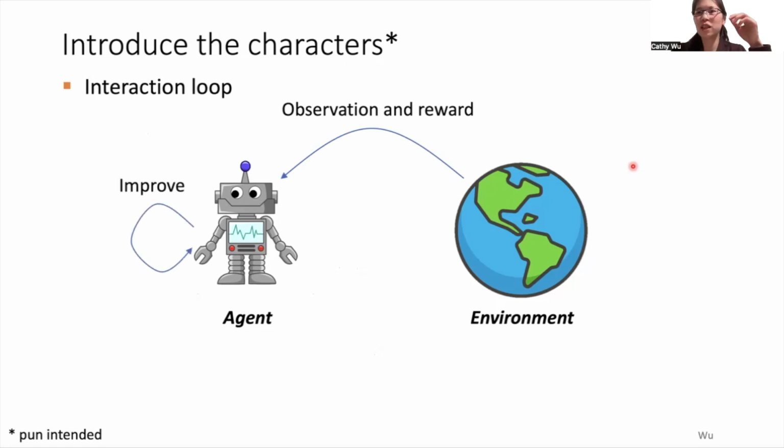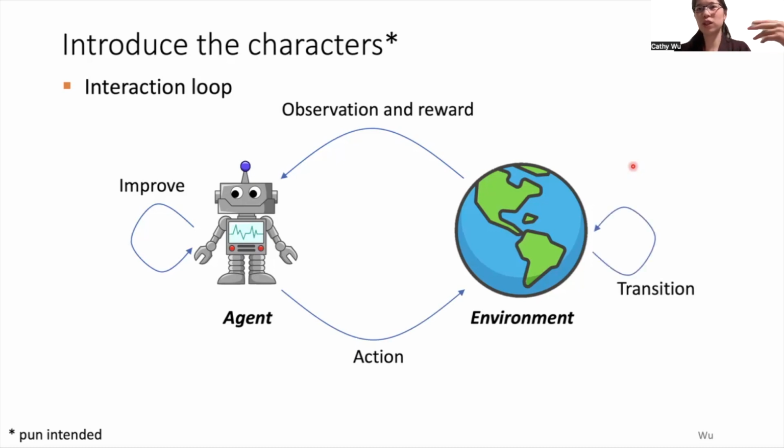Based on this observation and reward, the agent will try to improve its situation. So it'll try to make good decisions based on this. Given an observation, it will issue an action. This action will affect the environment. The environment will then transition to the next state, and then the agent will receive a subset of that state, which is an observation.